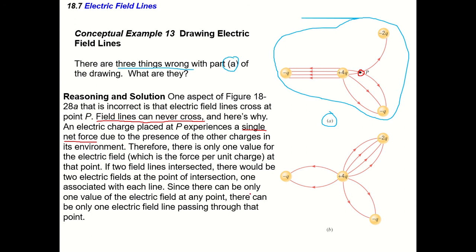Since there can be only one value of the electric field at any point, remember this: there can be only one electric field passing through that point. Okay? Because of that reason, there can be only one. So there is only one electric field passing through that point. Okay, so that's the problem class.